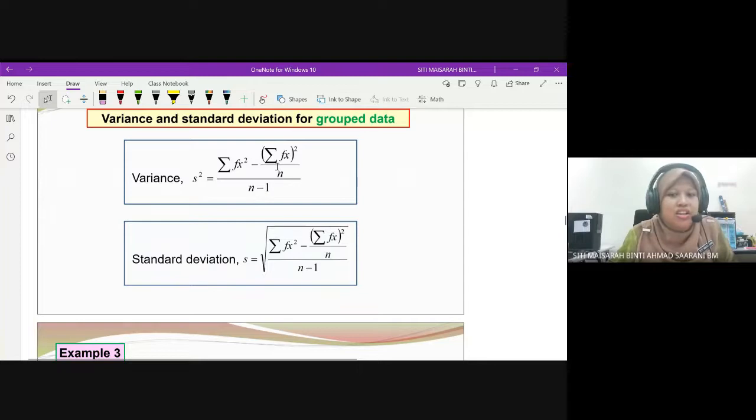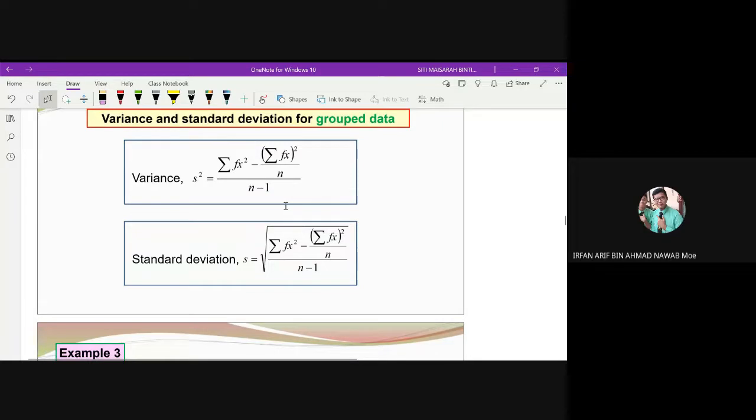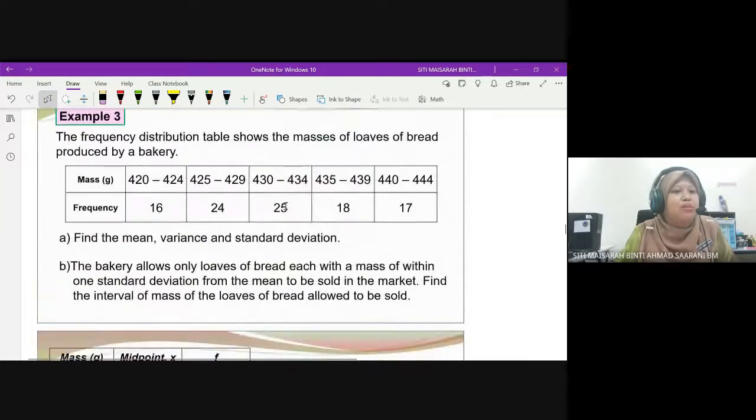Jangan duk confuse. Okey, ini pun Madam dah tunjuk dah hari tu macam mana nak guna calculator kan. So, kita masukkan data macam biasa kita cari min tu, masukkan x, masukkan f. Then boleh baca dekat calculator, kalau sum fx square, kita baca yang sum x square. Kalau sum fx, we read sum x. Boleh? Dan standard deviation is square root of variance. Boleh kan ni? Boleh, madam. Okay. So then kita move kepada example 3.